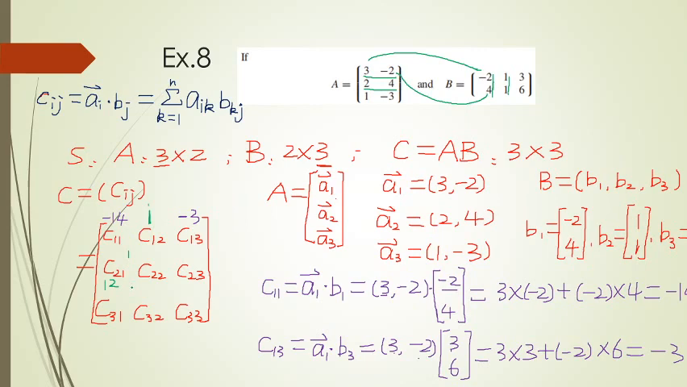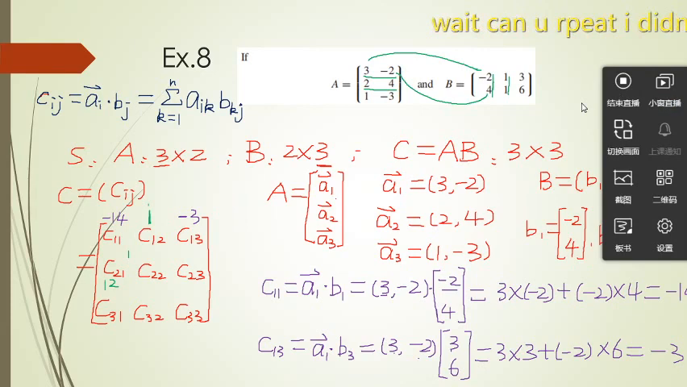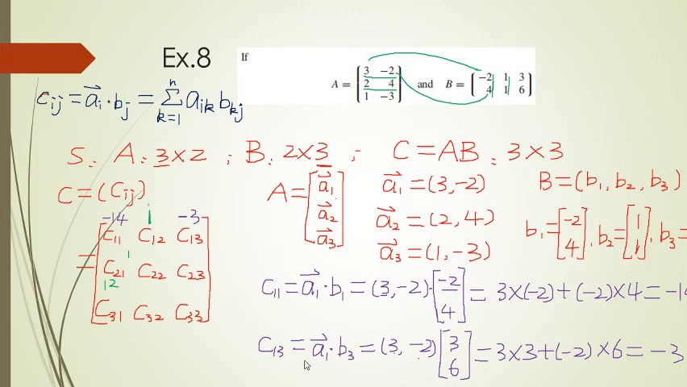Let me rewrite in this way. Let me write everyone, then you get it. C12 means the first row in A and the second column in B. So that will be 3 times 1 plus minus 2 times 1. So that's why we get 1.